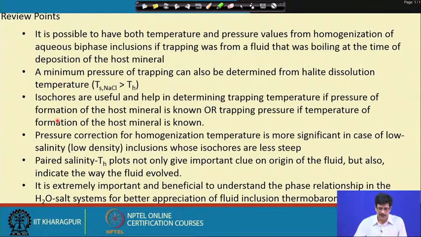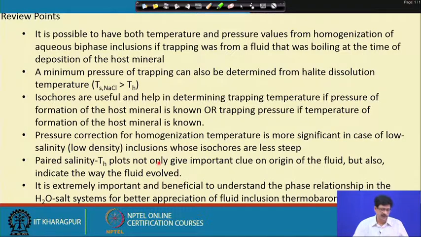So, isochores are useful and help in determining trapping temperature if pressure of formation of the host mineral is known, or trapping pressure if temperature is known, as we have discussed. Pressure corrections of homogenization temperature are more significant in the case of fluids which have a very low salinity, but generally pressure corrections are low in the case of high salinity and high density. And the paired salinity-Th plots not only give important clues on the origin of the fluid, but also indicate the way the fluid evolved, like fluid mixing, fluid boiling, or even simple cooling, which sometimes is also an efficient process in bringing about deposition of many minerals.